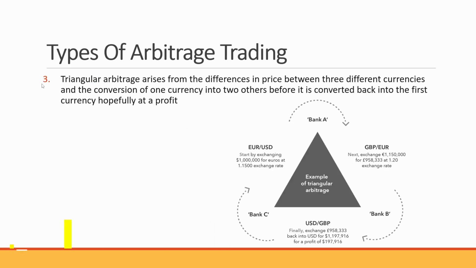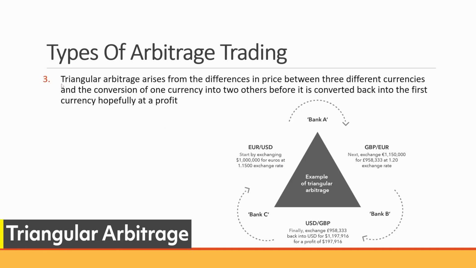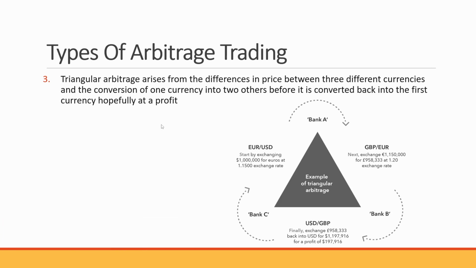Now, the third type of arbitrage trading is triangular arbitrage. It is a little bit more complex than the simple one currency pair or two currency pair arbitrage. But in this case, there are a lot of opportunities that exist. Triangular arbitrage happens because of the difference in price between three different currencies and conversion of one currency into another before converting it back to the currency we started with.